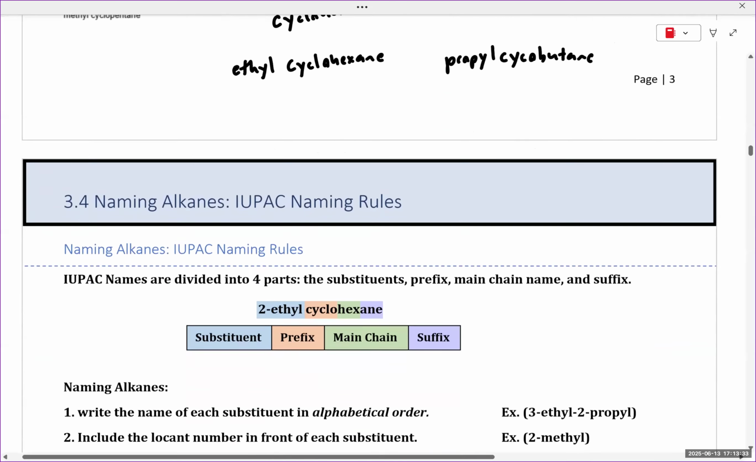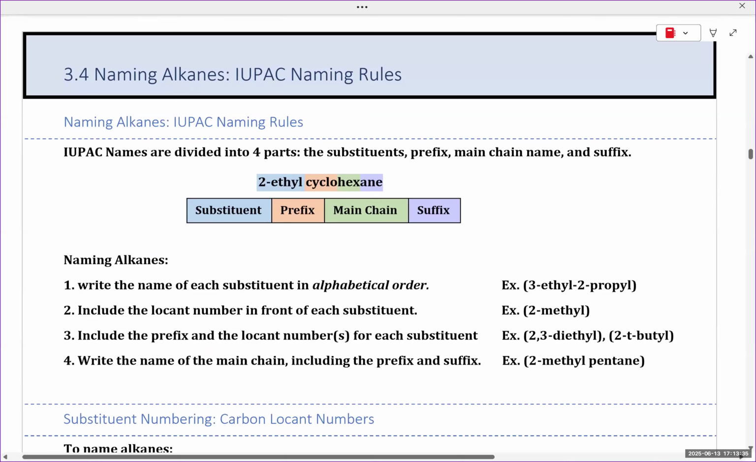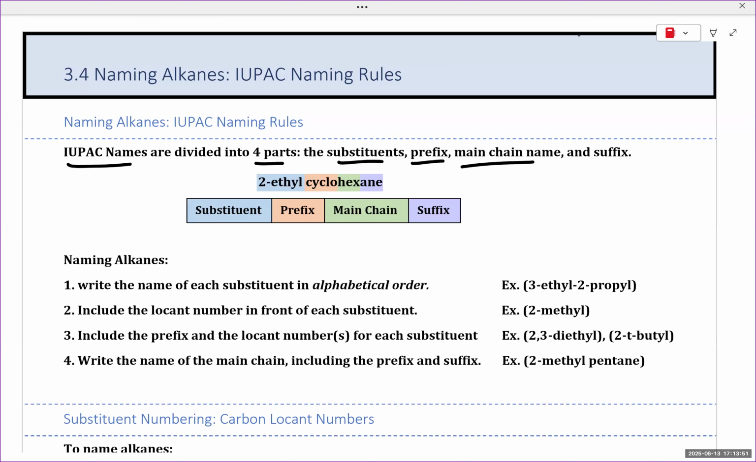Okay, let's keep going now, and let's talk a little bit about naming alkanes following IUPAC naming rules. IUPAC names, which is the systematic naming guideline to name organic compounds, are divided into 4 parts: the substituents, the prefix, the main chain name, and the suffix. For example, 2-ethyl cyclohexane: 2-ethyl is the substituent, cyclo is the prefix, the main chain is hex, and the suffix is ane. So this is telling us that we have a 6 carbon alkane that's arranged in a ring with an ethyl group at the 2 position.